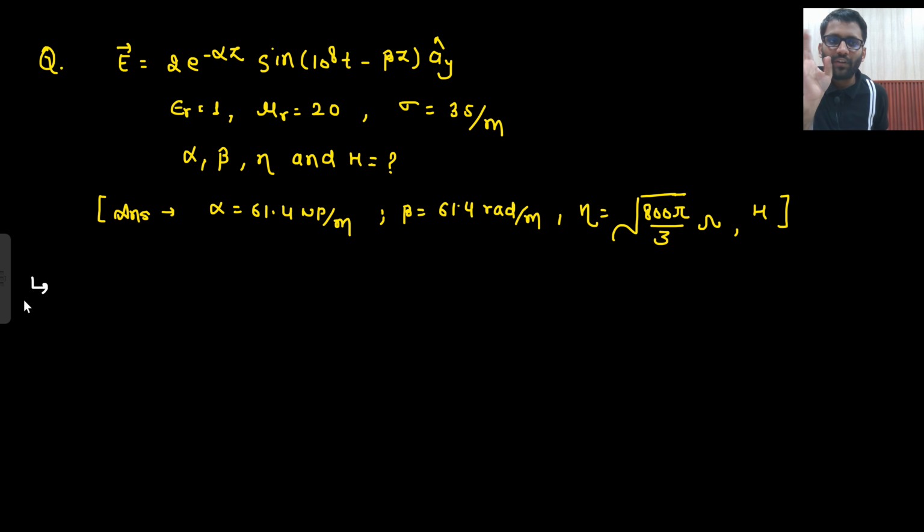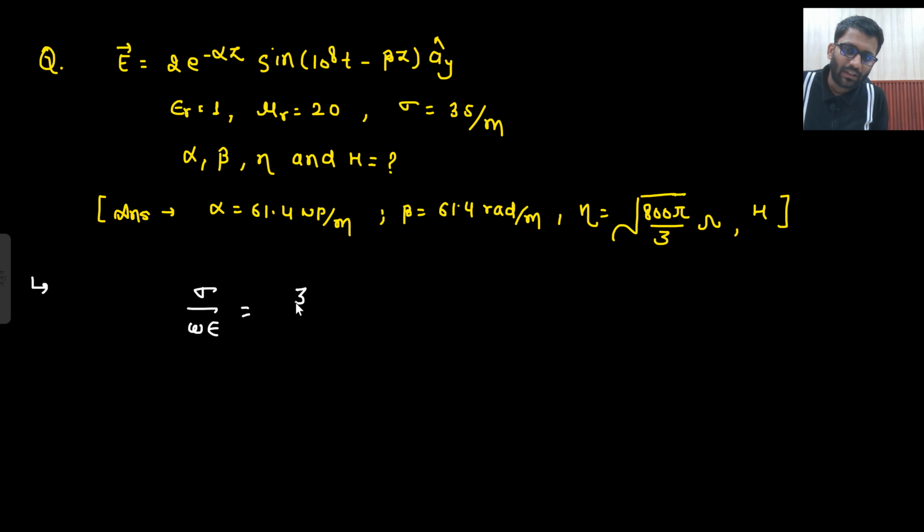So what do we need to define? Sigma by omega epsilon. If sigma by omega epsilon is very much greater than 1, then certainly it is a conducting medium. So let's find out whether it is conducting or not. So do I have the value of sigma? Yes. Do I have the value of omega? Yes, I have the value of omega as well, and the epsilon value also I have. So let's find out the value of sigma upon omega epsilon.